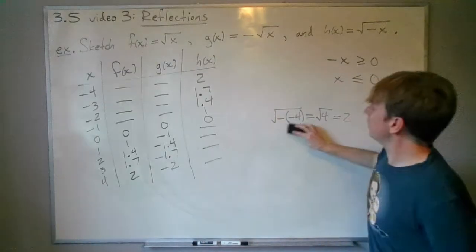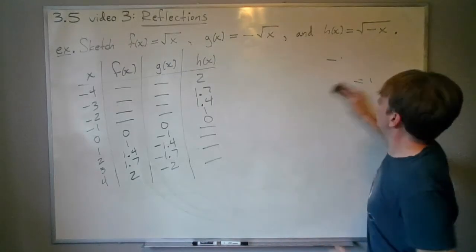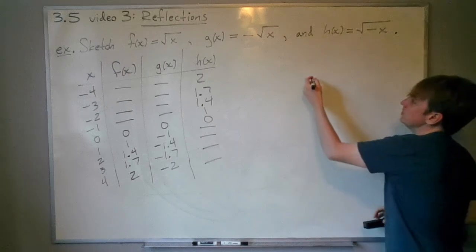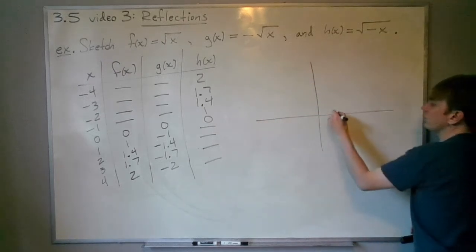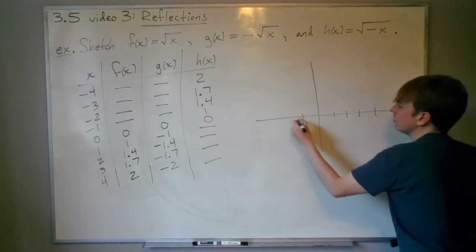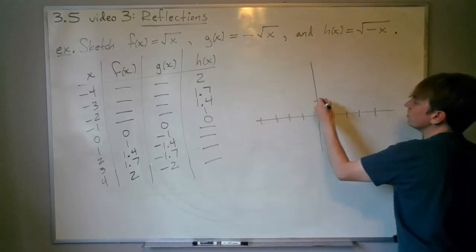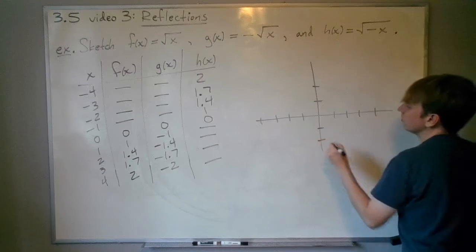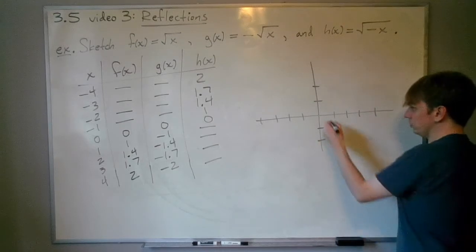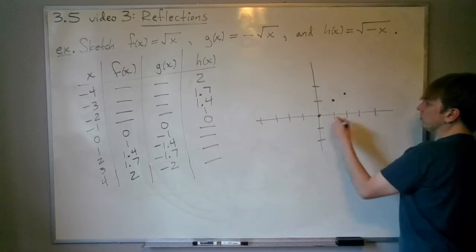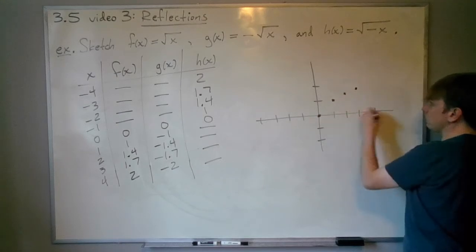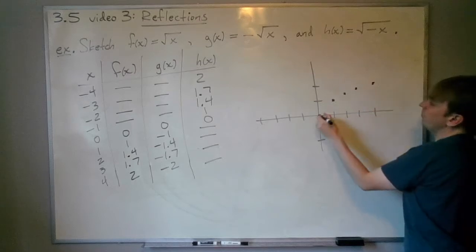Okay, I'm ready to try and draw my pictures now that we have a bunch of points. The original function goes through (0, 0), (1, 1), (2, 1.4), (3, 1.7), and (4, 2).